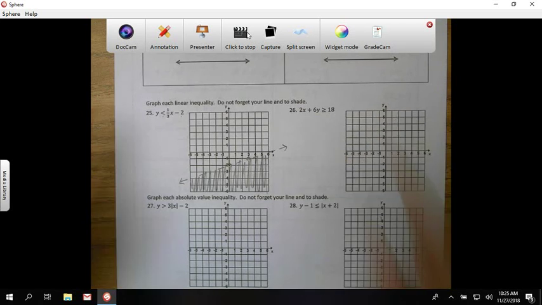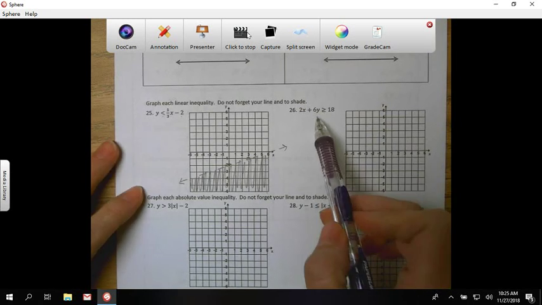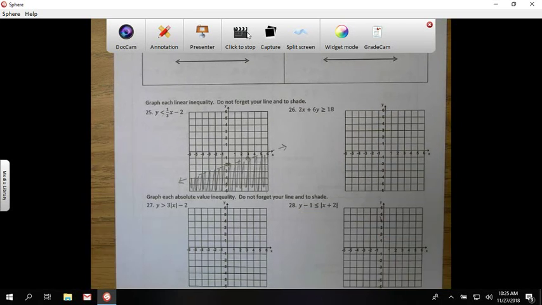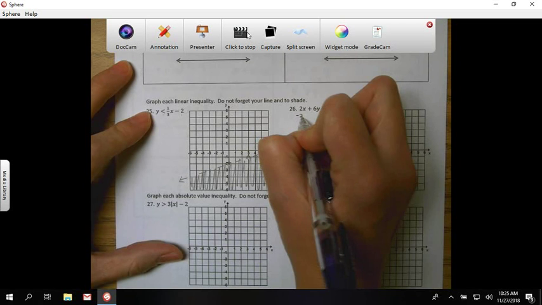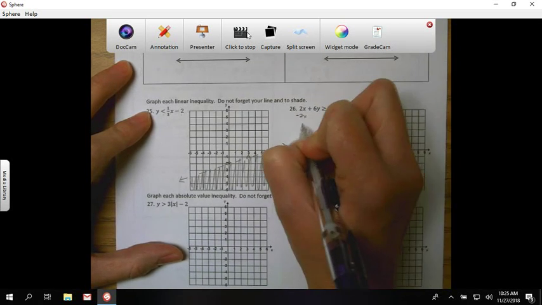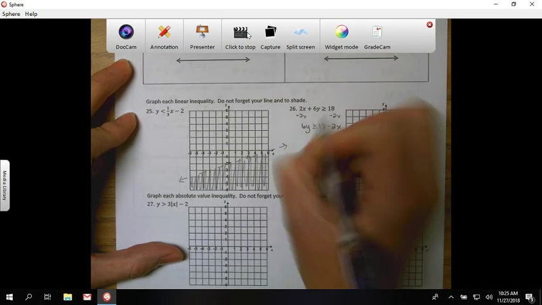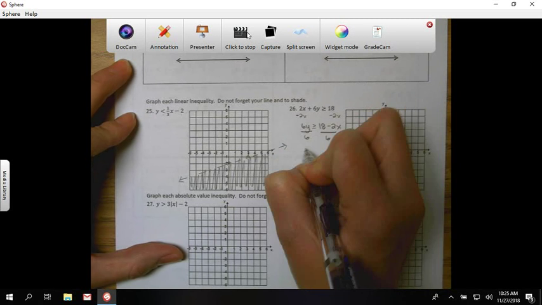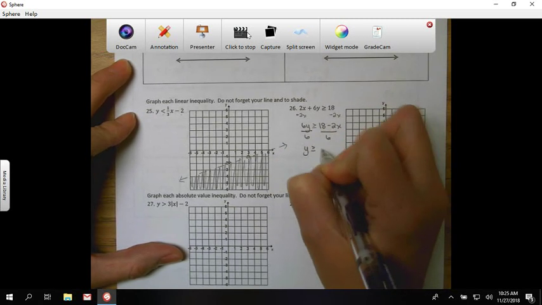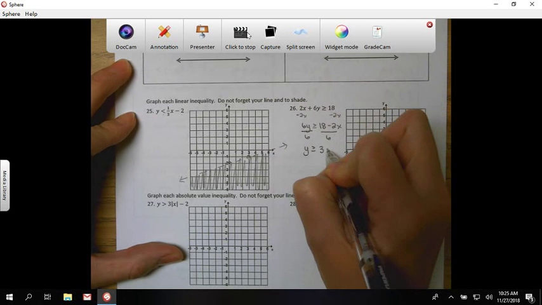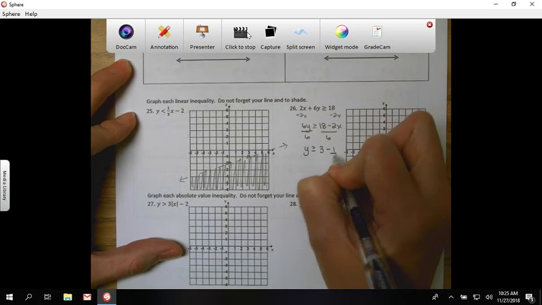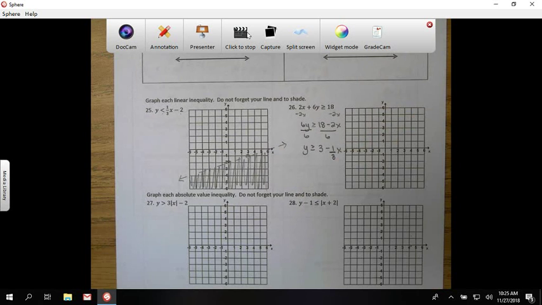Now 26, still linear, still just graphs the line, but I need to get it into the y format first. So the first thing I'm going to do is move this 2x to the other side. And then I will divide by 6. So 18 divided by 6 gives me a 3. 2 divided by 6, I'm just going to leave that as a fraction because I really don't want a decimal because we are graphing, so it is a rise over run. So I get 3 minus 1/3.